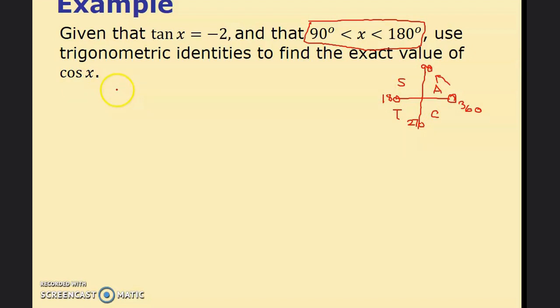It says use trig identities to find the exact value of cos x. Well, how am I going to do this? tan x is minus 2.